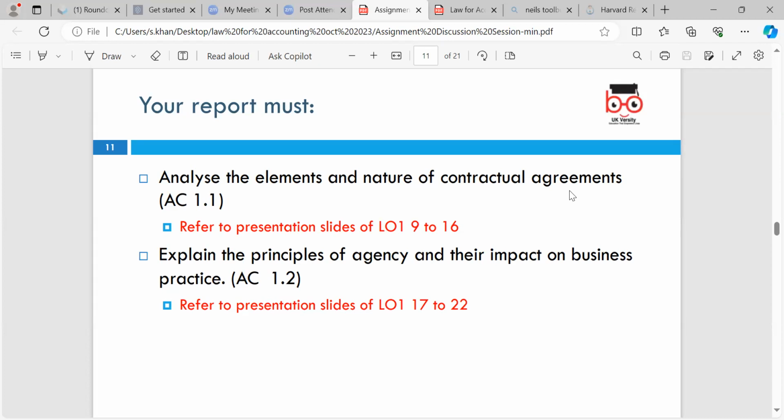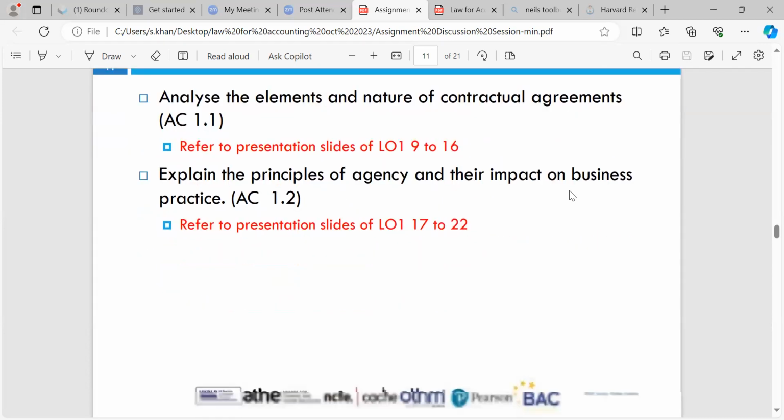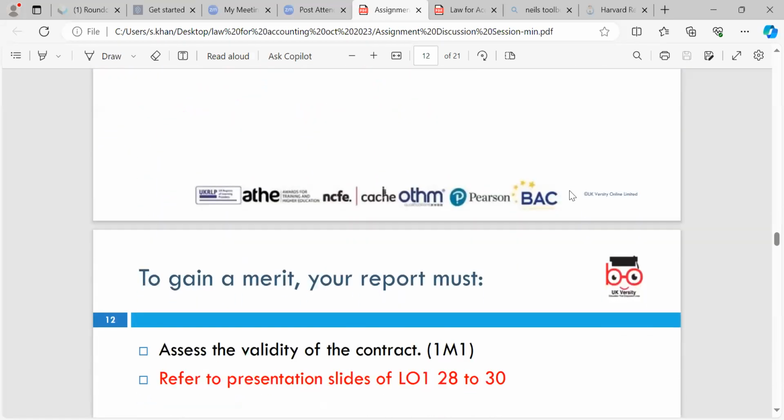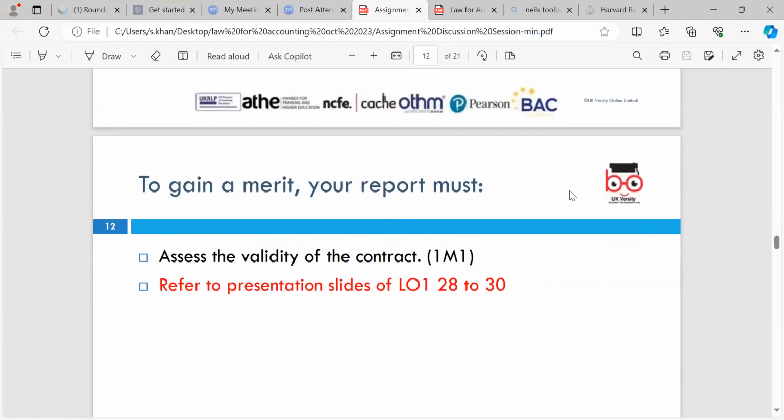Right. So, you know, there's two parts to the second part, which is B. So you would need to cover them, and they're learning outcome 1. Now, to gain a merit for the second part, you would also need to put in your report assess the validity of a contract, and you would put that as 1M1, okay, to make sure that the person marking it knows that you've covered the merit part.